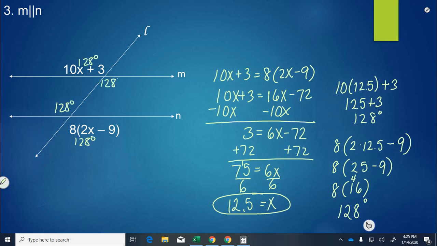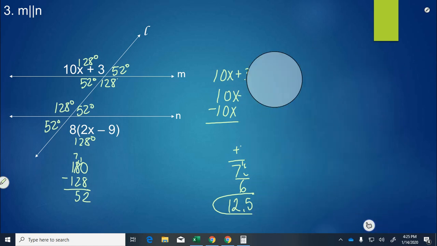And to get the acute ones, we do 180 minus 128, which gives us 52 degrees. Okay, so again, this can be tricky. Make sure you're setting it up correctly. Take your time when you're solving and make sure you plug it into all of the angles when you're done. All right, let's continue.